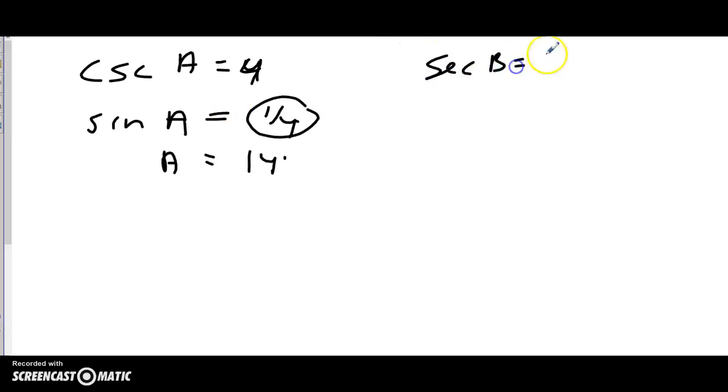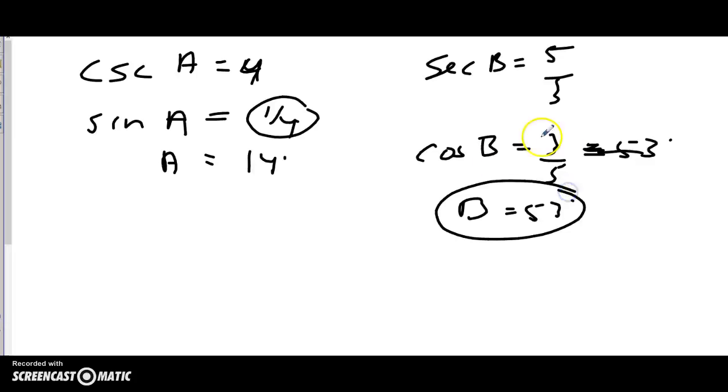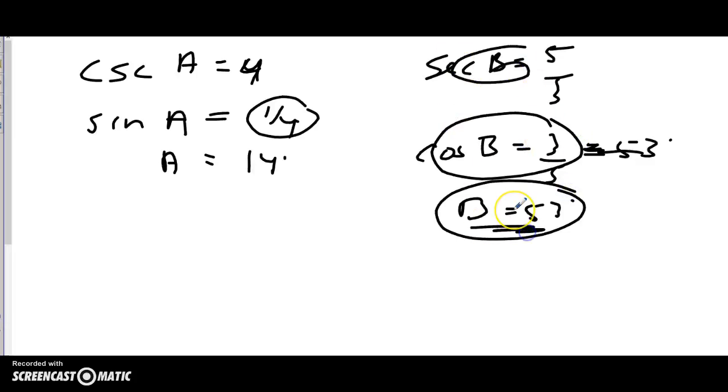Secant of B is 5/3. I'm not going to look that up. Secant goes with cosine, so cos of B is 3/5. Throw 3/5 or 0.6 into the calculator, hit second function cos to figure out that that is in fact 53 degrees. So B is 53 degrees. That's how you get that.